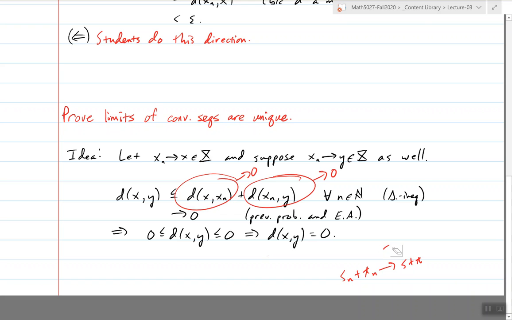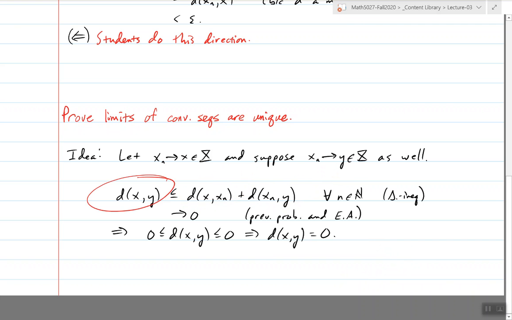So then, based on the property of metrics, I know that the distance from x to y is greater than or equal to 0, and now I've just proven it's also less than or equal to 0. So what is a number that's greater than or equal to 0 and less than or equal to 0? 0. I think you can finish it off from there using, again, properties of metrics.